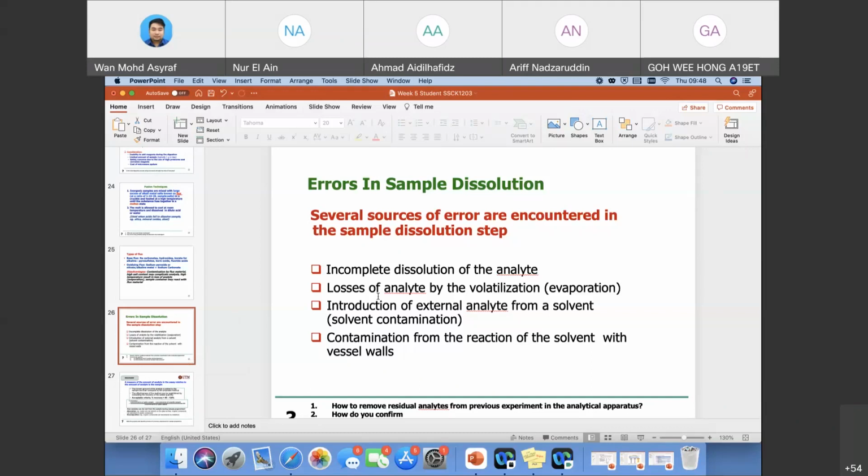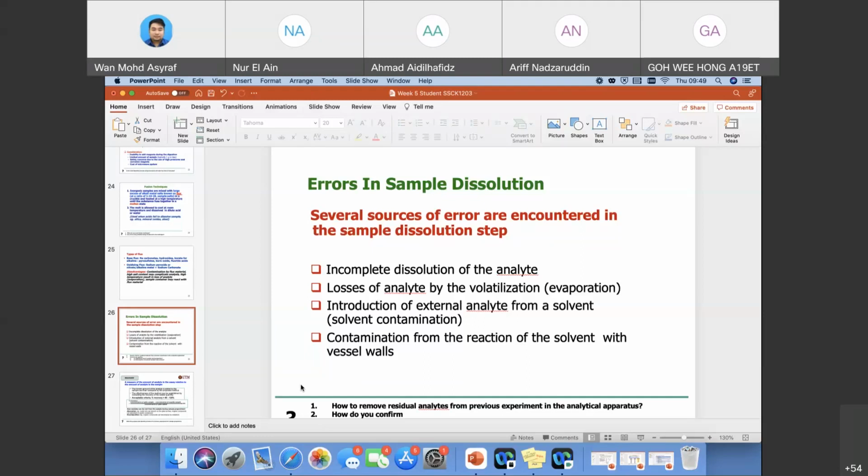External analytes, which is from the solvent, which we call solvent contamination. We introduce the solvent expecting it to dissolve our analytes, but this addition of solvent might cause solvent contamination, where it might interfere with your analysis later on. The last one is the contamination from the reaction of the solvent with the vessel walls.